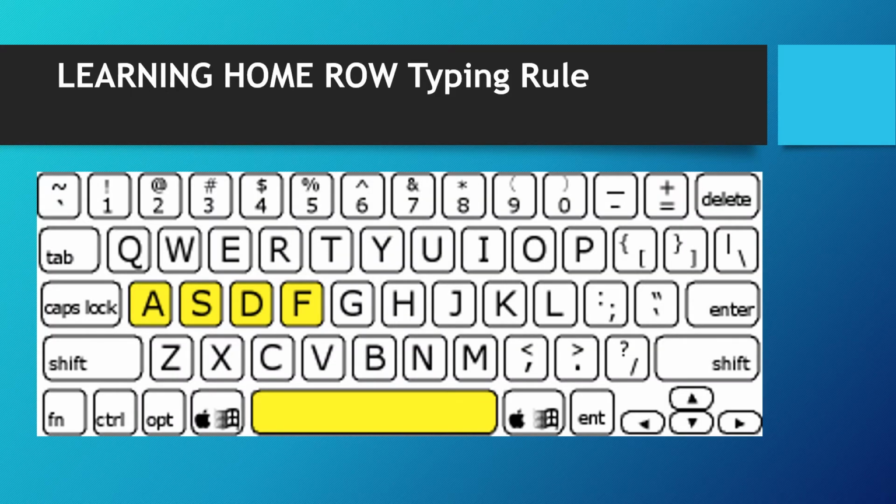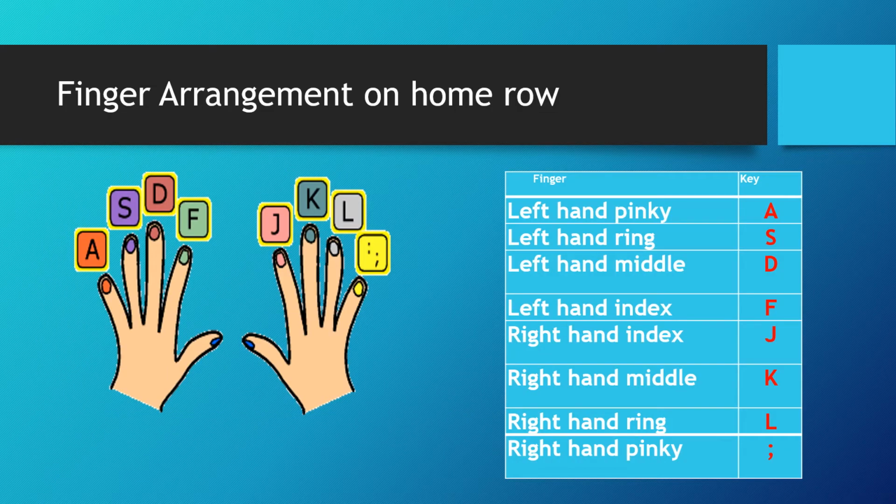This is your general keyboard. A, S, D, F, G, H, J, K, L, semicolon. This is called the home row. In each row, Q, W, E, R, T, Y, A, S, D, F, Z, X, C, V, all these rows, 10 fingers will be arranged. 4 fingers of this hand, 4 fingers of the right hand, and thumbs will always be arranged on the space bar. Like this procedure.